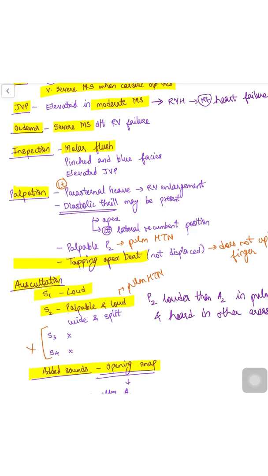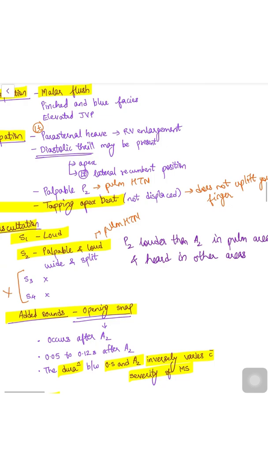What are the other sounds that you can hear in case of an MS? Other added sounds are an opening snap, which occurs after A2, that's after the second heart sound. And the duration between the opening snap and A2 inversely correlates with the severity of the MS. The closer the opening snap to S2, more severe is the mitral stenosis.